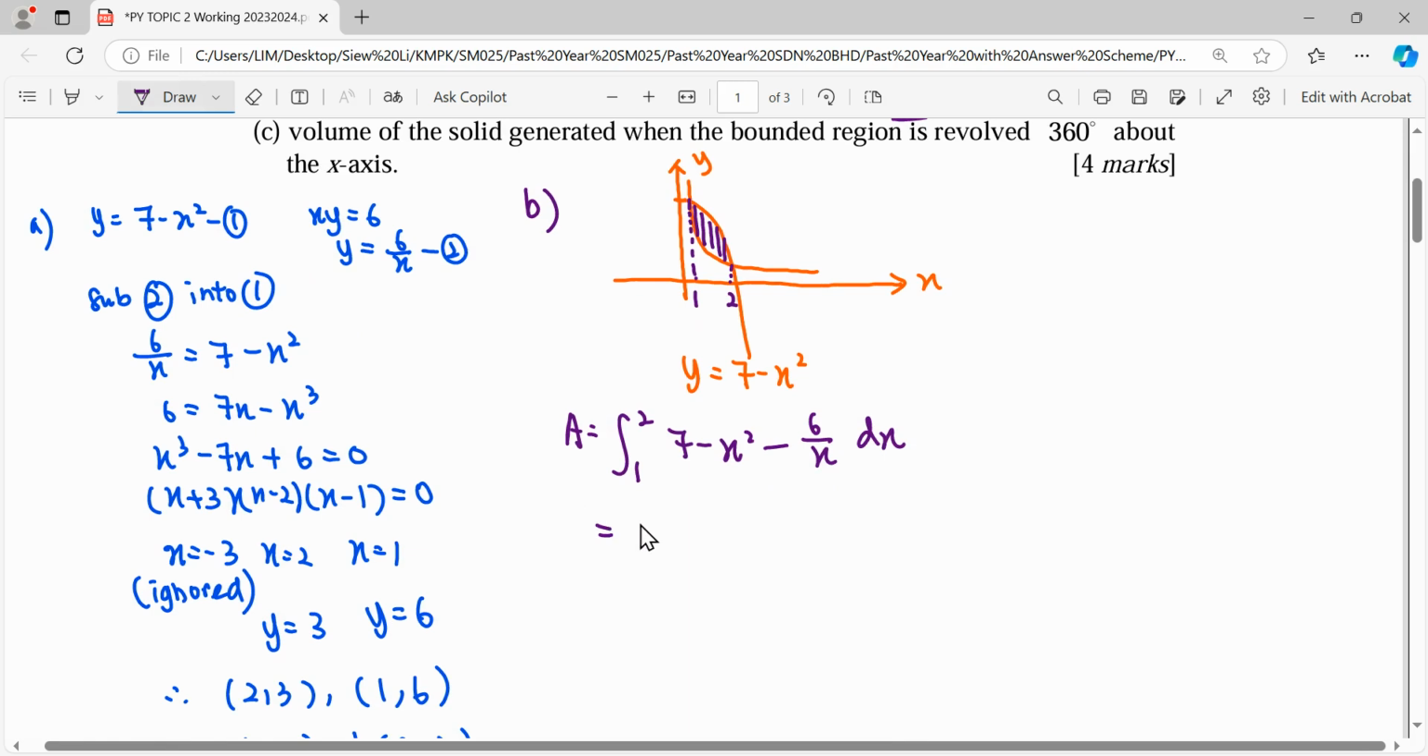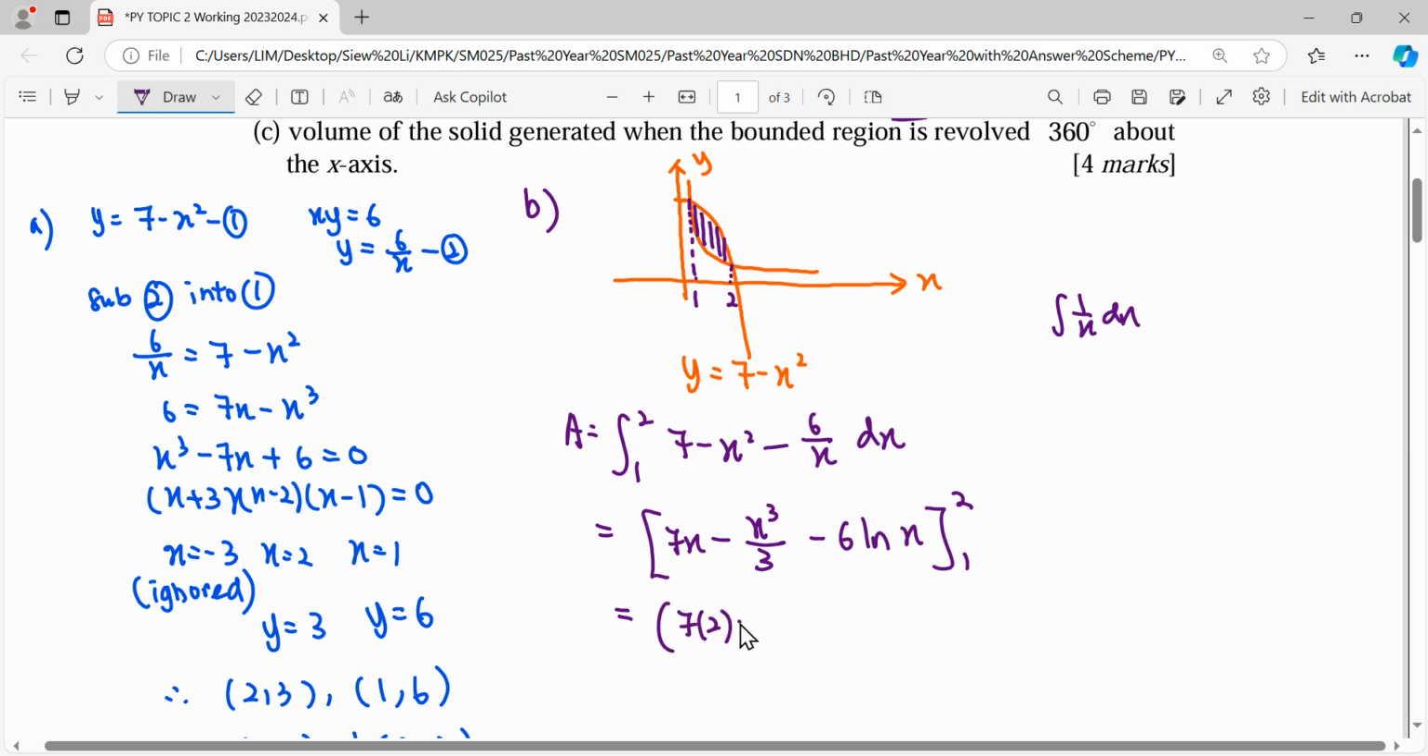So we integrate this: integrate a constant, we get linear. Integrate the quadratic, which is power plus 1 over new power. And then take out your negative 6, integrate 1 over x. Integrating 1 over x will give you ln x. So the upper limit is 2, the lower limit is 1. After we integrate, we substitute the upper limit minus the lower limit.